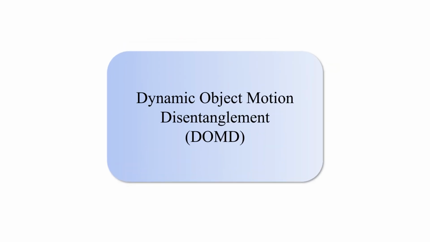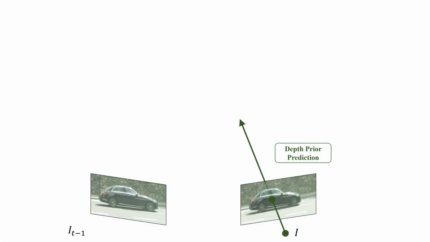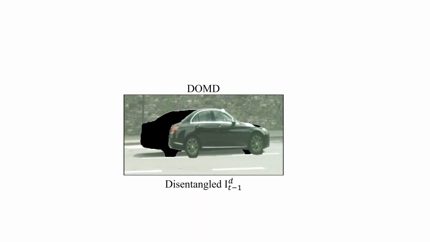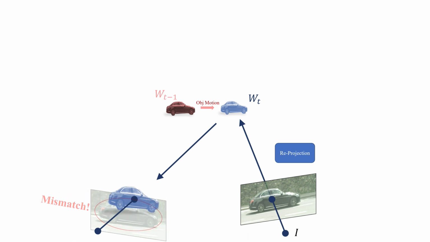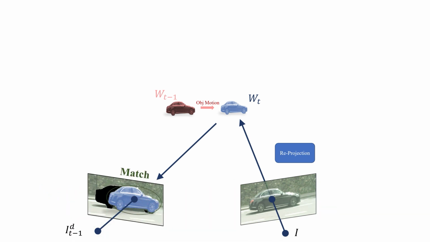In the DOMD module, we first simply predict a prior depth to project the dynamic object image patch to 3D space and project back to the t-1 image plane. Our DOMD module will replace the original image patch at time t-1 with the projected patch to form the disentangled image. In the aforementioned geometry, when we replace the original image t-1 with the disentangled image, the loss and cost will correctly match at Wt. Our DOMD successfully disentangled the object motion and provides prior knowledge to the final depth prediction.